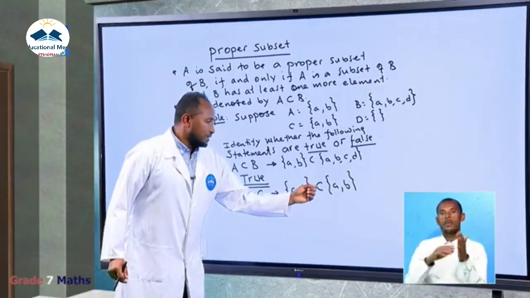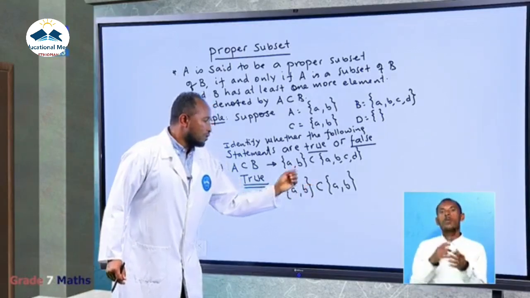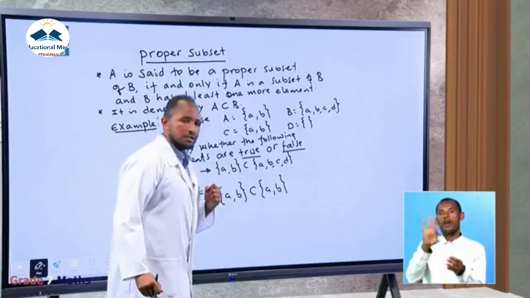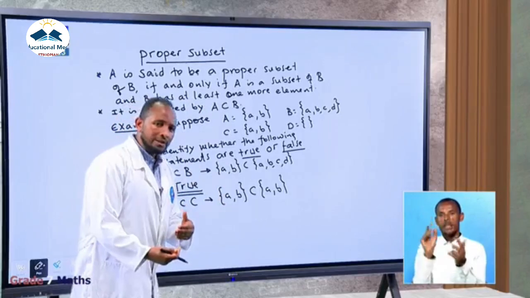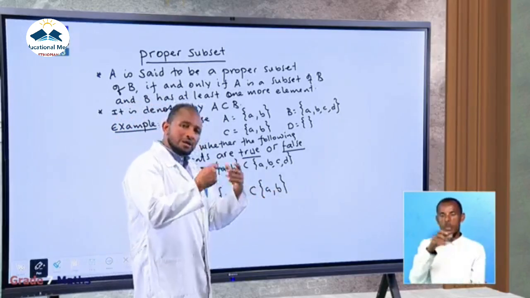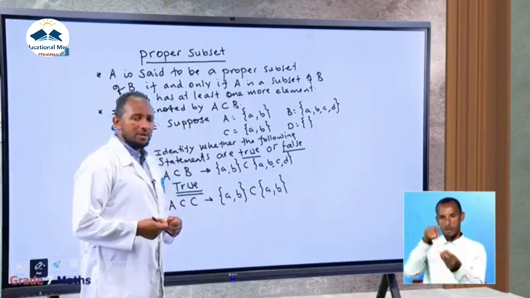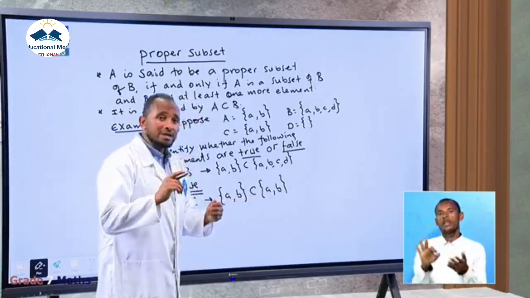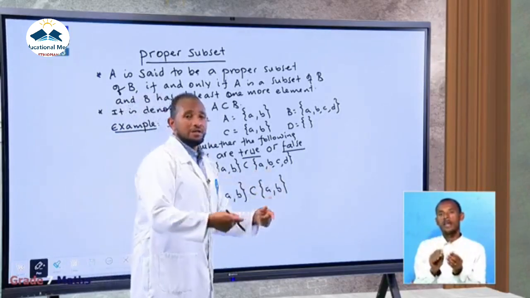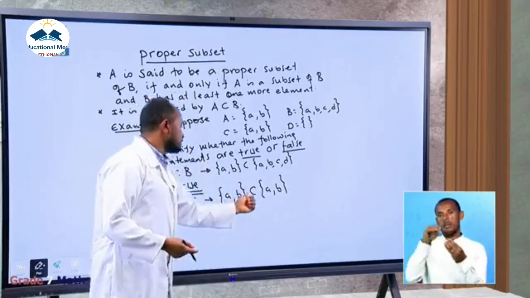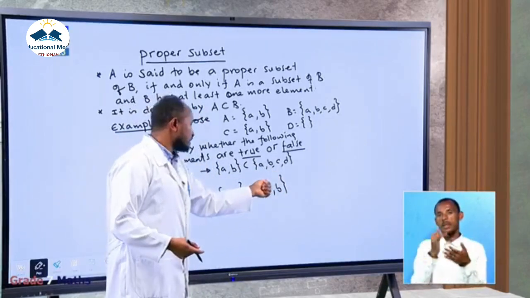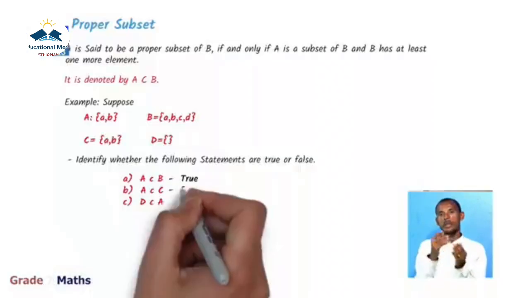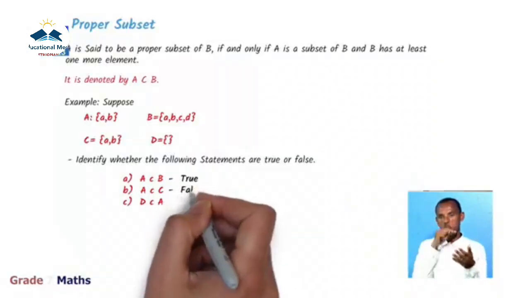The meaning of proper subset is that all elements in this set are found in the second set. In addition to that, the second set must have at least one more additional element. Here, all elements are found in the second set, but the second set doesn't have an additional element. Because of this, the statement is not true, or this set is not a proper subset of the second set. Therefore, this statement is false.